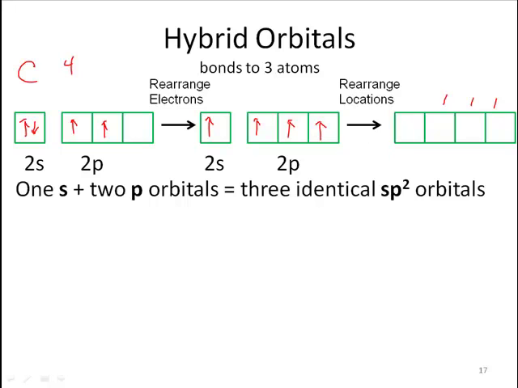But the problem we have is we've got 3 identical, what are called sp2 orbitals. In this case, we were told it bonds to 3 atoms. So what ends up happening is this one here, this last one is going to be a p orbital. So let's show you how that works here with this diagram. See if I can get it a little clearer.